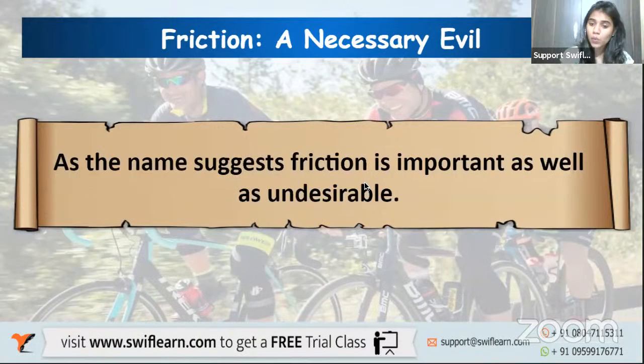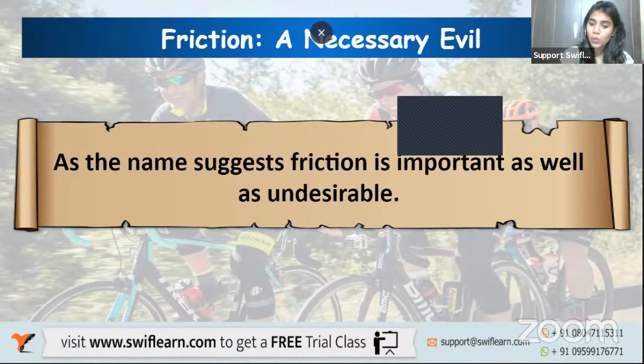Moving ahead, now friction is always said to be a necessary evil. Necessary means what? Something that is very necessary to us is called a necessary thing. Evil means what? Something that has a lot of disadvantages, something that is bad, is called evil. Now friction is said to be a necessary evil because it has a lot of disadvantages, but yet it is very necessary for us. Without friction we cannot do anything.